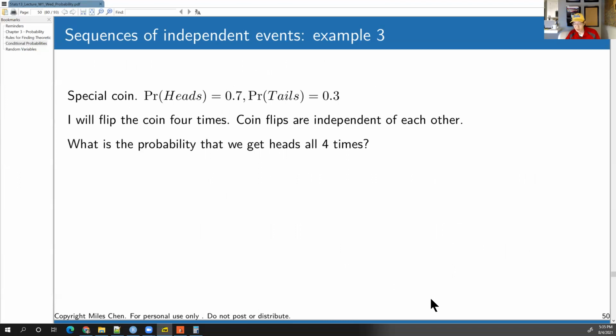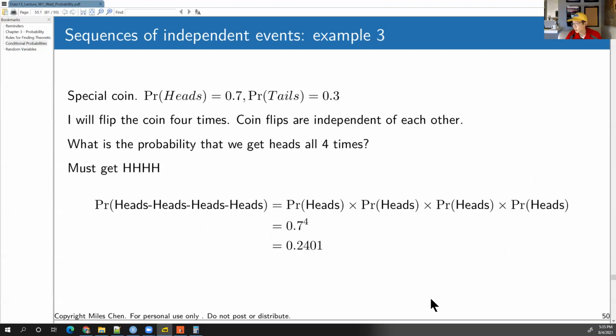Every time I flip the coin, it's going to be 0.7. So we need the probability of heads, heads, heads, heads. It's going to be 0.7 times 0.7. I can just do 0.7 raised to the 4th power. And it's going to give me something around 24%, 0.2401. Okay, and we're just multiplying all of these independent probabilities together.